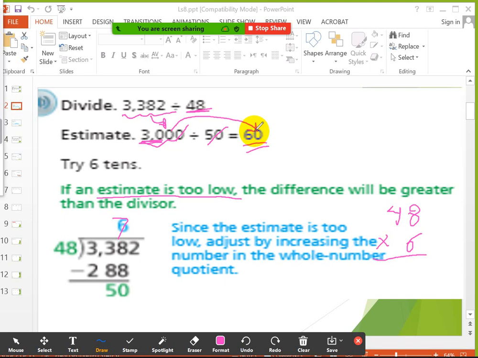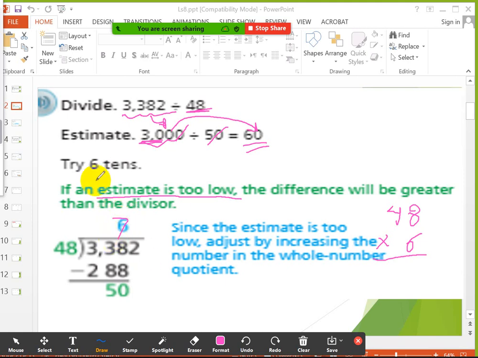Estimation means you have to guess your answer. I don't know my answer, but I want to guess my answer. So it will help me, but it will not give me the exact answer. And that's the idea that I want you to understand in this lesson. So in this lesson, I want you to understand that the estimation sometimes will help you to find the quotient, but sometimes it will not be the right answer.